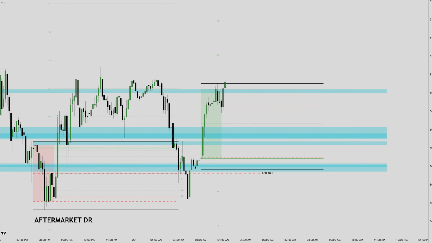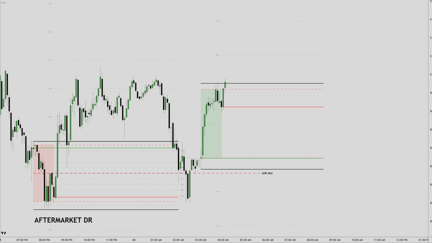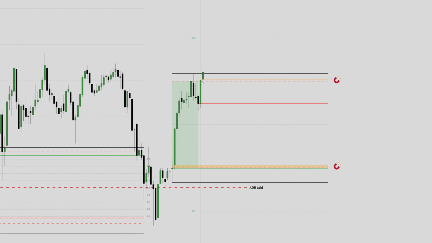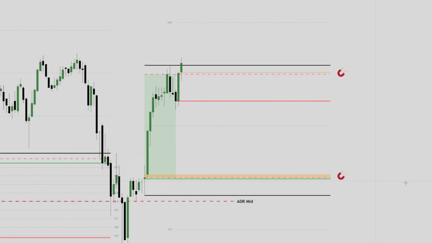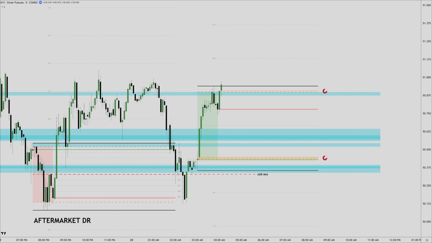Zooming out, you can highlight previous DR levels that align with this session. More structure, more confluence. Inside the range, we have two open magnetic volume imbalances, one near the top of the range and another at the IDR low and opening price. That's your preparation complete, which can be done even before confirmation occurs. All that's left is to wait for price to show its hand.